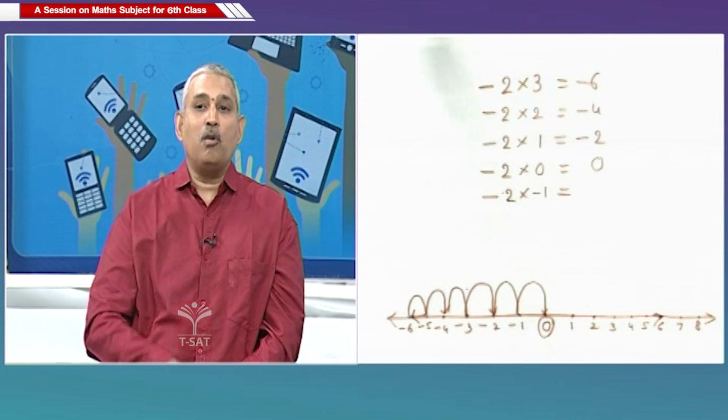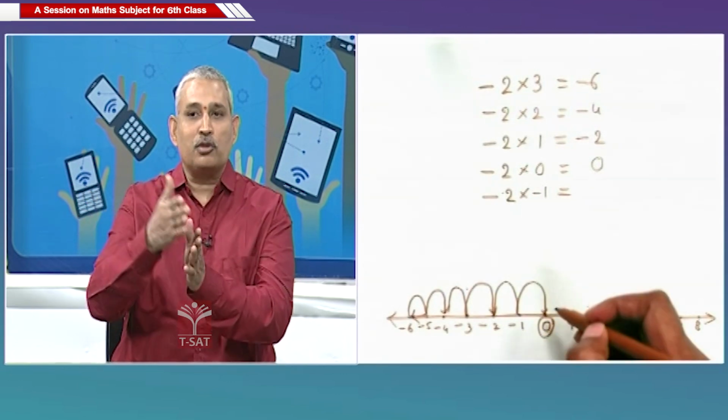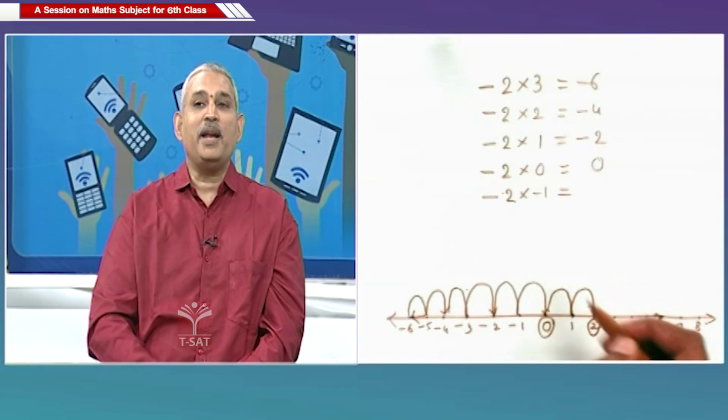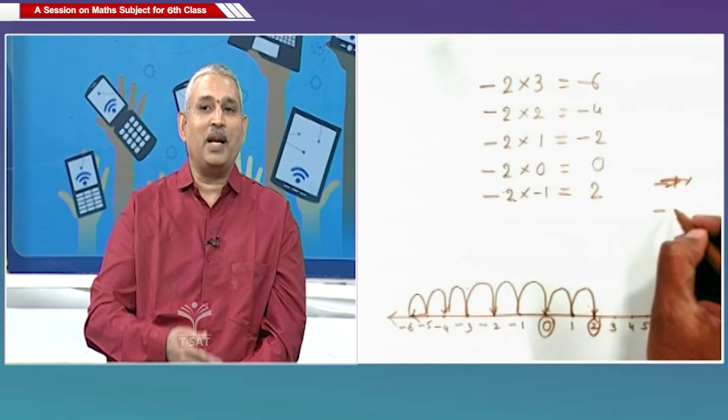Now again 2 steps. Again move forward. If you observe this pattern, every time we are moving to the right 2 units. So move 2 units to the right. We will land at 2. So it is plus 2. Negative into. So the convention is we never write the plus symbol in between.